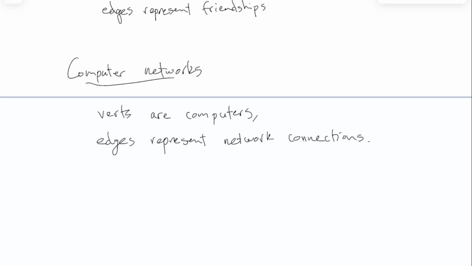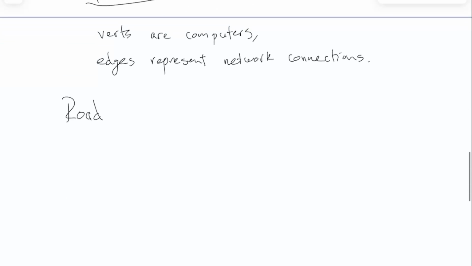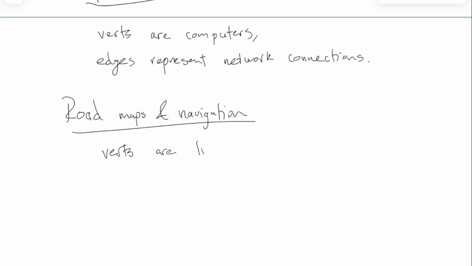All right, I got one more example. I'm sure you could think of many, many more examples in real life. How about road maps and navigation? This also is fundamentally expressed in terms of graphs. So in this case, vertices are specific addresses in the real world or intersections, and edges represent the roads or whatever else you're trying to navigate across, right?